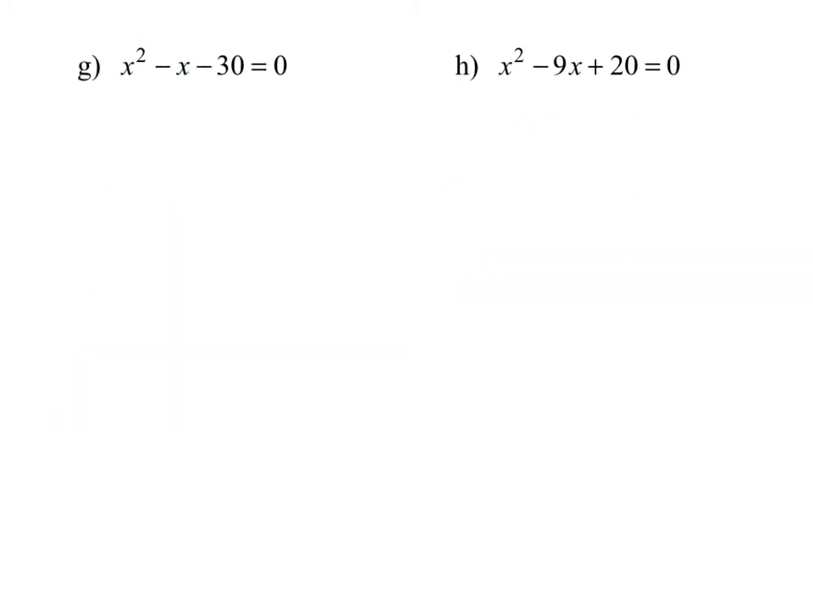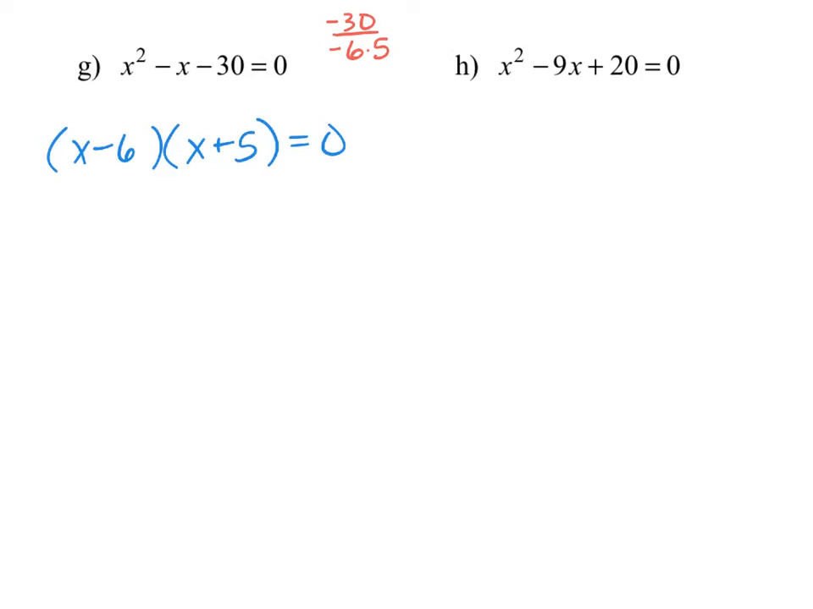Okay, in these examples, we are solving the quadratic equation. It is not in factored form, so we need to do an additional step before setting each factor equal to 0. In example G, we have x squared minus x minus 30. We want to first put this in factored form, and we want to find those factors of negative 30 that will add up to negative 1, and the factors are negative 6 and a positive 5. So that means our factors are x minus 6 and x plus 5.